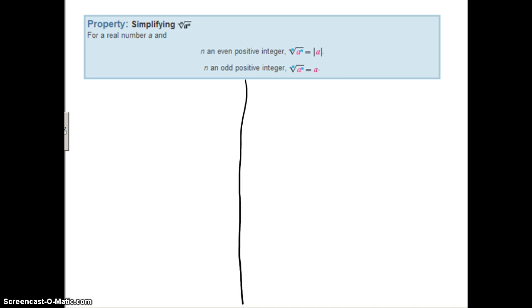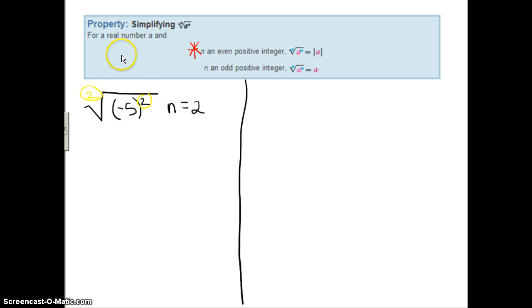All right, let's start by looking at n being an even positive integer, such as the square root of -5 squared. Now, square root implies that the index here is a 2. So this 2 matches this 2. So in this case, my n is an even positive integer, and it is the number 2.